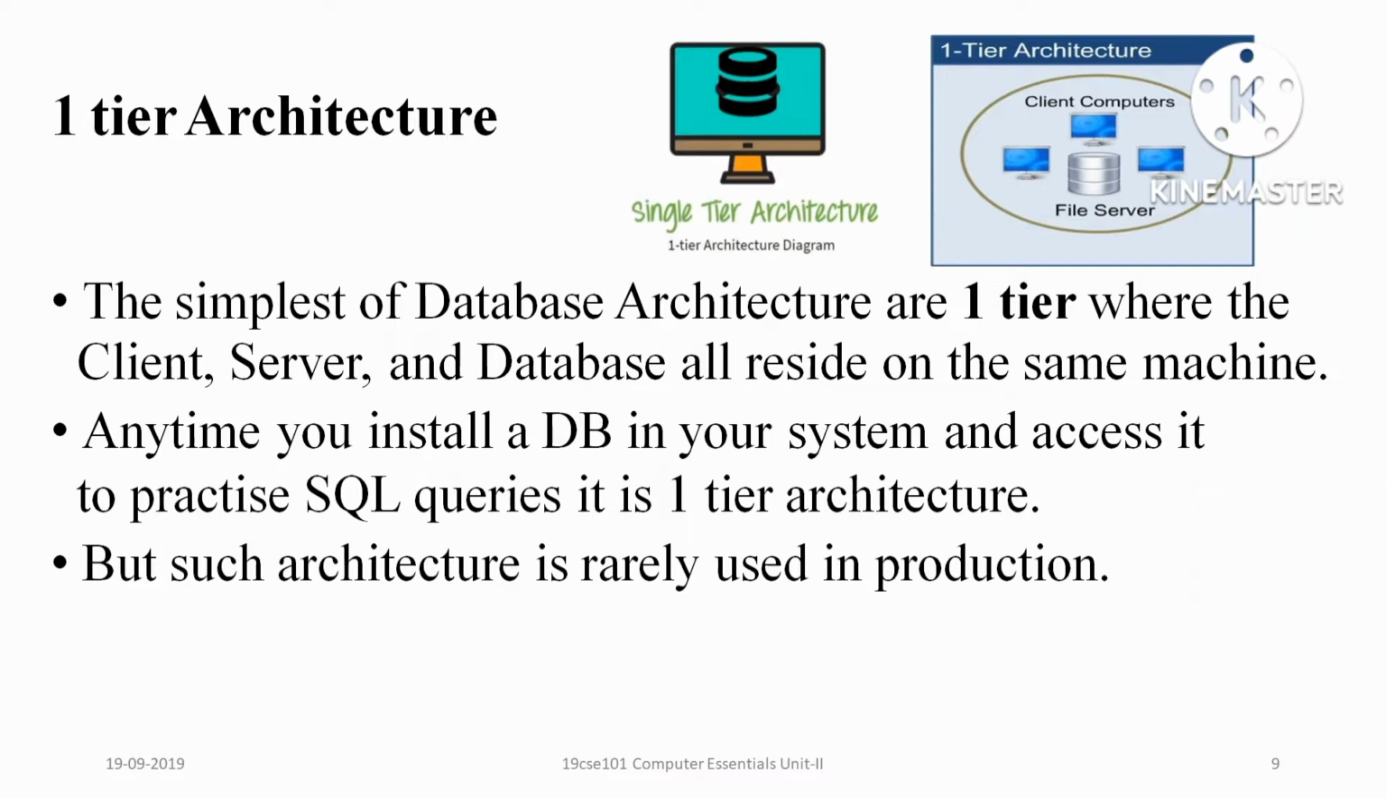Now, one tier architecture means client, server, and database all run on the same computer or same machine. It means client, server, and database all lie on the same machine, or we can say in the same computer. Here is the figure. This is the client and this is a file server, meaning the database. What does client mean? Client means user, browser, customer, consumer, buyer, and so on.